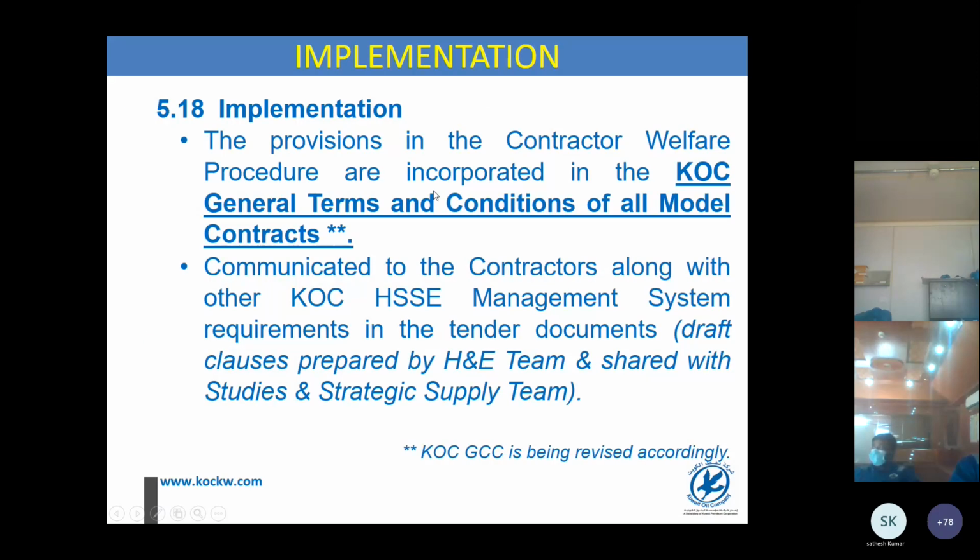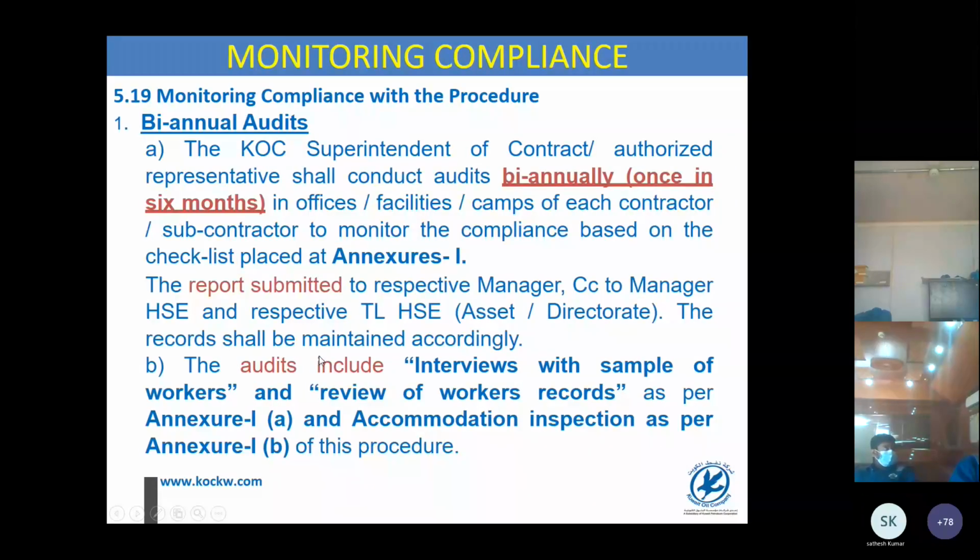Implementation, the welfare procedure are incorporated in the KOC general terms and conditions contract, all model contracts, and it is well known. That's the purpose of this particular event, that we want you to ensure that you are aware of these requirements, and how much you are aware, how much you are implementing. We will be doing the biannual audits once in 6 months, and there is a procedure for that also.